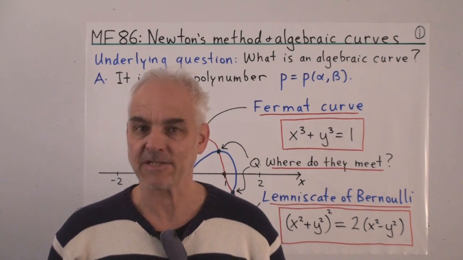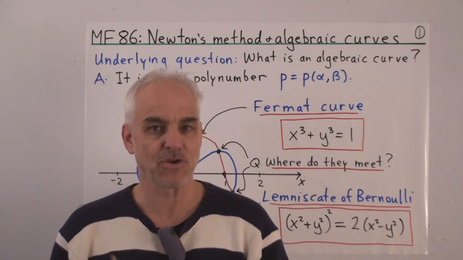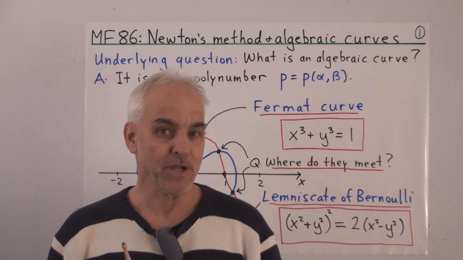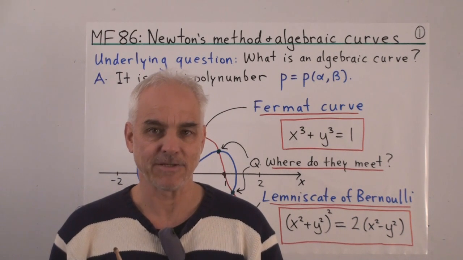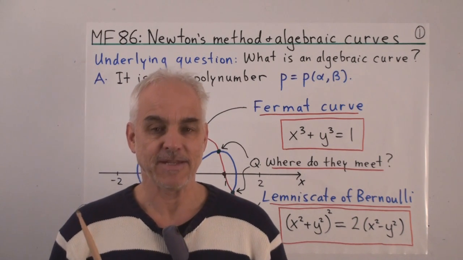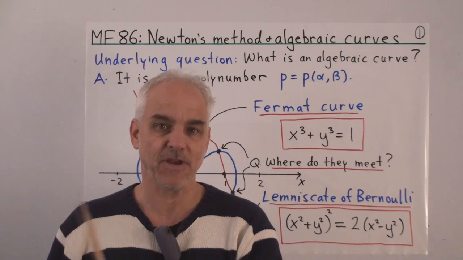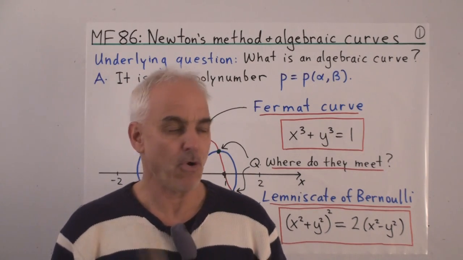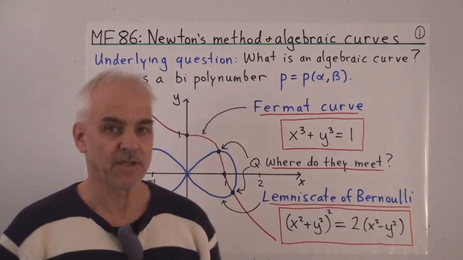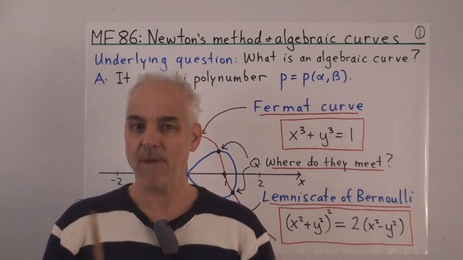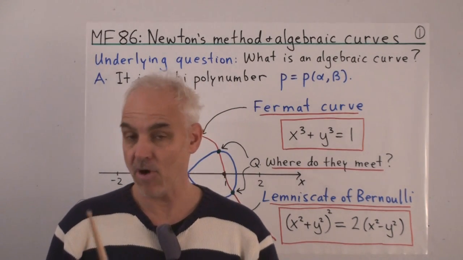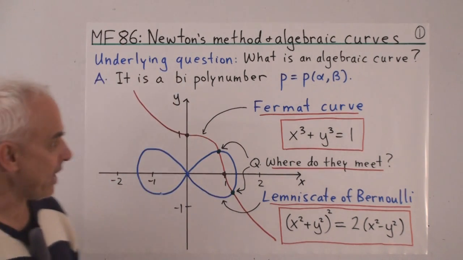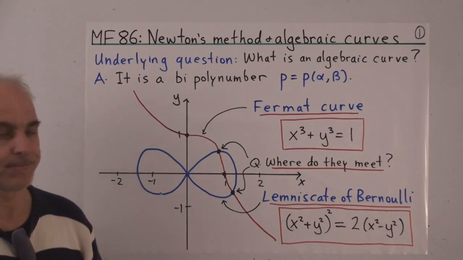Today's video is the last video in the first part of this course in the Foundations of Mathematics, where we're having a look at how to set up mathematics correctly. In the second part of the course, which I'm going to start with the next video, we are going to change direction in a major way. Today I'm going to talk about algebraic curves and how we can extend Newton's method to find approximate intersections of algebraic curves. And we're going to look at one particular example.